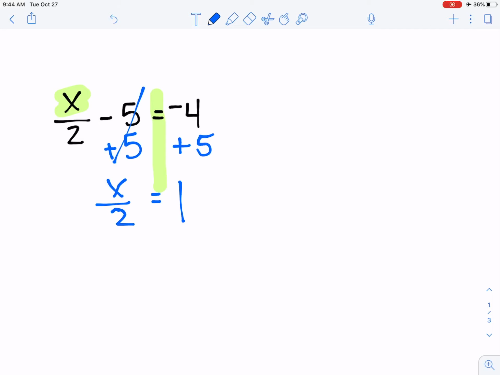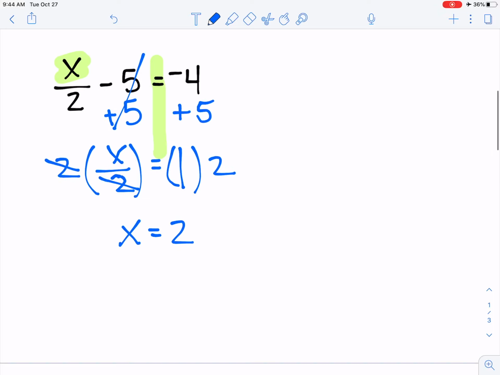Now, in my next step, again, I'm trying to get x by itself. X is being divided by 2, and the opposite of dividing by 2 would be multiplying by 2. So I'm going to take both sides and multiply it by 2. When I do that, this multiplying by 2 and dividing by 2 are going to cancel out and leave me with x. 1 times 2 is going to give me 2. All right, let's take a look at a third example.